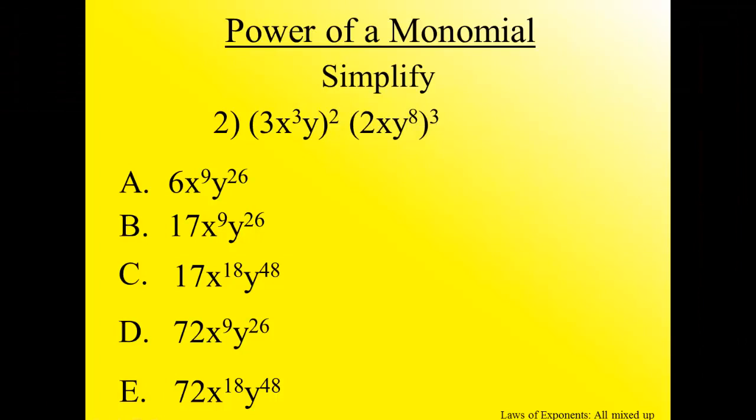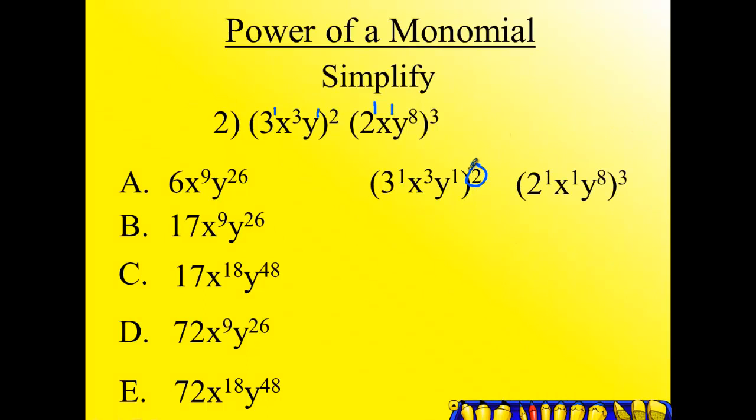Alright, second example. Again, I'll just write the exponent of 3 as 1, exponent of y is 1, exponent of 2 is 1, exponent of x is 1. Next, we can now distribute this exponent. So you will have now 3 raised to 1 raised to 2, that's just 3 squared. x raised to 3 raised to 2 is x6. Then y raised to 1 raised to 2 is y squared.